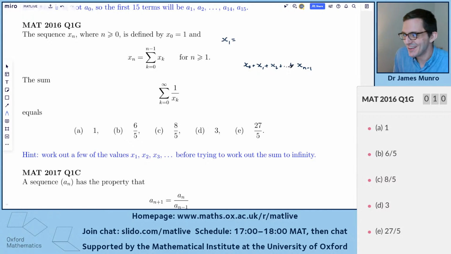But to start off with, when n is small, like the number 1, this just says stop. Stop the sum immediately. Take x0 and then stop. Okay, that's the number 1. x2 is something like x0 plus x1, and then stop, because we stop at n minus 1. So that's 1 plus 1. 1 plus 1 is 2.